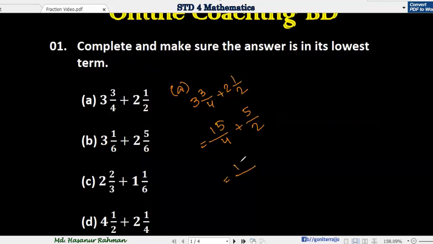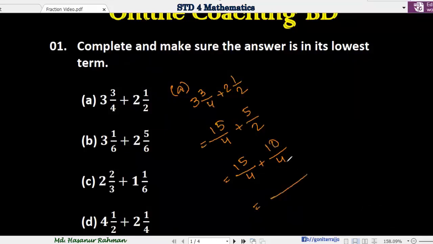Then we have to find out the LCM of the denominators. So what is the LCM of 4 and 2? That is 4. So for that reason we have to find out the equivalent fraction of 5 by 2. That should be 2 multiplied by 2 that is 4, because we are converting these 4 and 2 into their LCM. That means we have to multiply this 5 by 2. 5 multiplied by 2 that is 10.